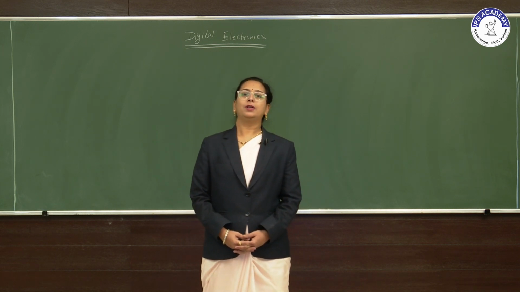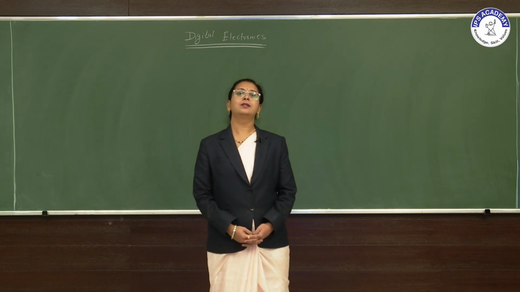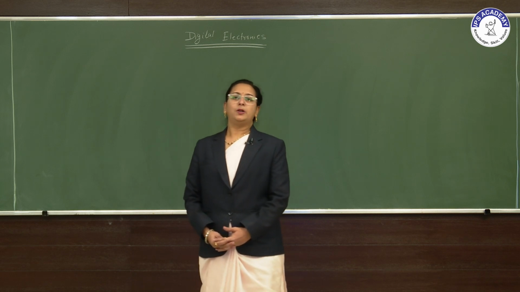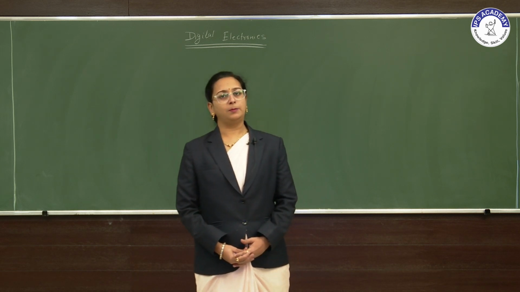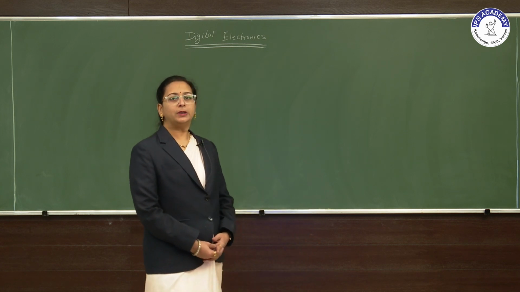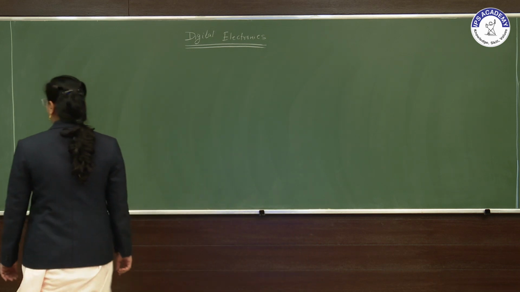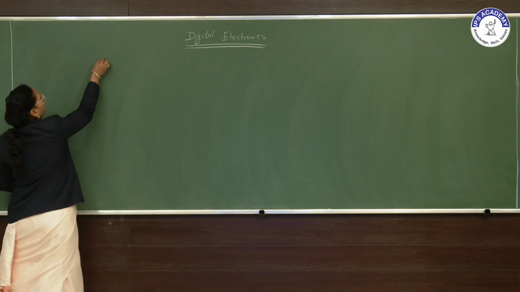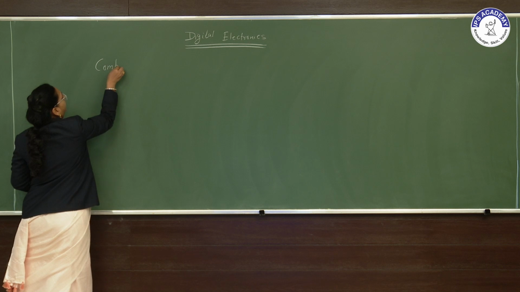Today we are covering a topic in digital electronics, that is designing of combinational circuit. We will learn about the steps of designing process. So first we will start from what is the combinational circuit. In digital electronics there are two types of circuit. One is combinational circuit and second one is sequential circuit.